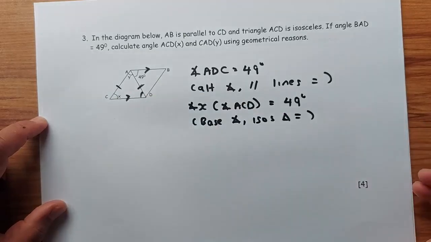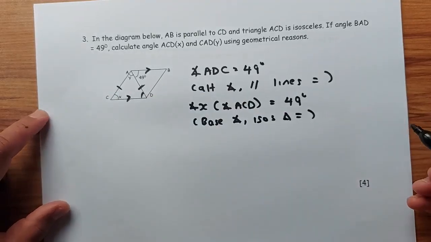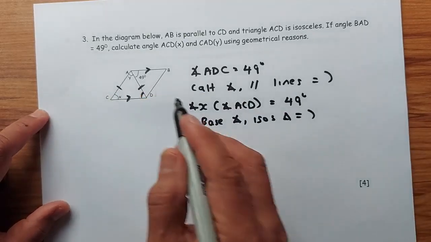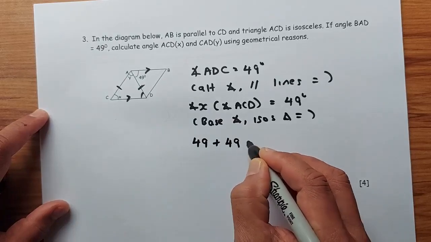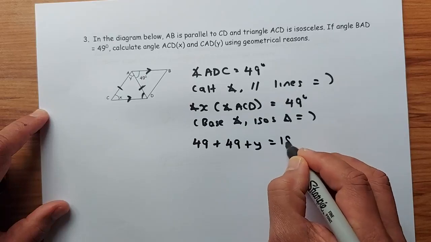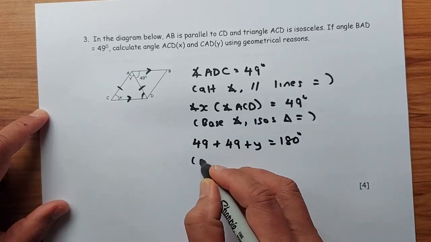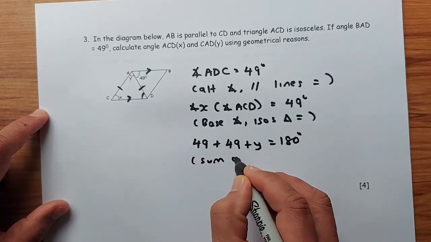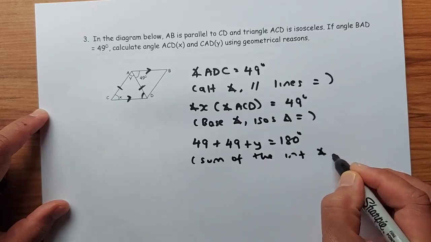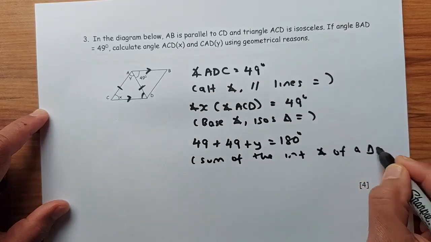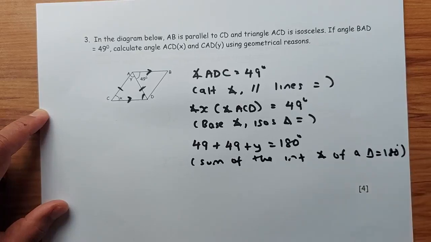To get the angle X is 2 marks. If this is 49, this is 49, so Y is simple. So 49 plus 49 plus Y, they must add up to 180. What's the reason? Because they are the sum of the interior angles of a triangle, they add up to 180 degrees, okay?